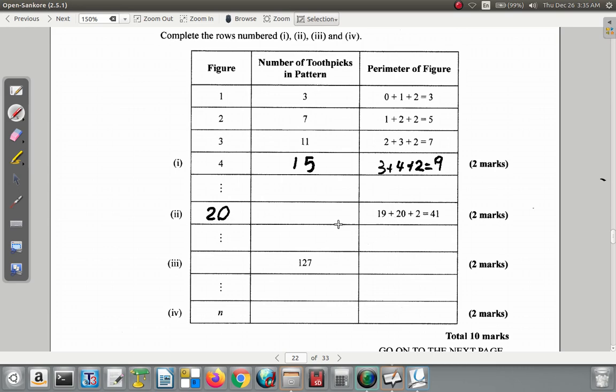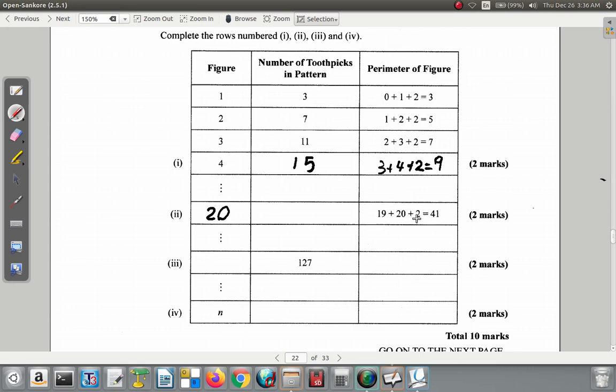Now, the number of toothpicks. What would that be? We need to fix this up and see if we can come up with something. We could have seen it from the middle number: figure 1 is 1, figure 2, 2, figure 3, 3, figure 4, 4. So figure 20, 20 would be in the middle. We could do it that way as well.